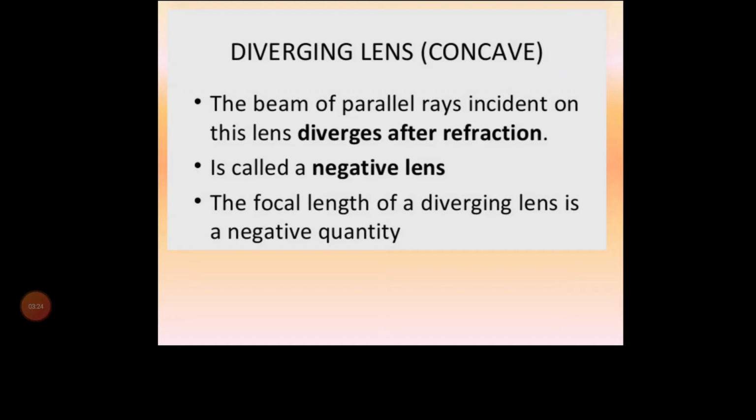Diverging lens or concave lens. The beam of parallel rays incident on this lens diverges after refraction. So it is called a negative lens. The converging lens or the convex lens is called a positive lens, and the diverging lens or concave lens is called the negative lens. The focal length of a diverging lens is a negative quantity.